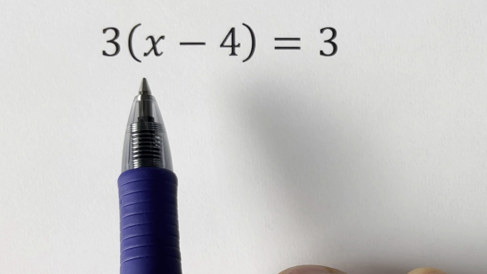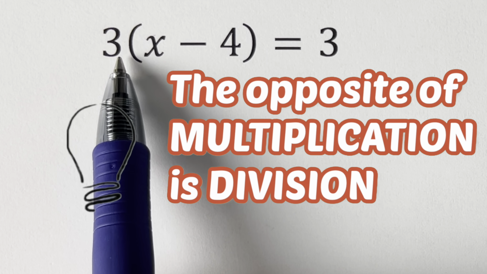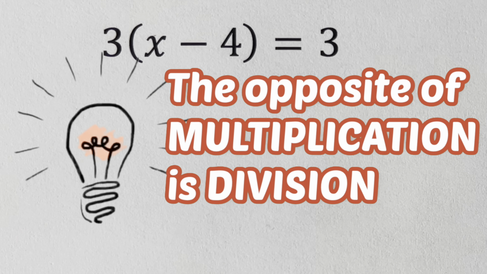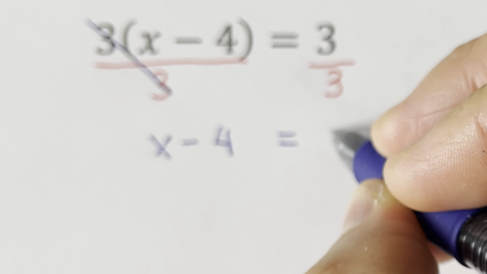So then we go ahead and say that this one is multiplied together. We remember that the opposite of multiplication is division. So we can divide this side by 3, and we can divide this side by 3, so that we are able to cancel out the 3 and the 3. So we are left with x minus 4 is equal to 1.